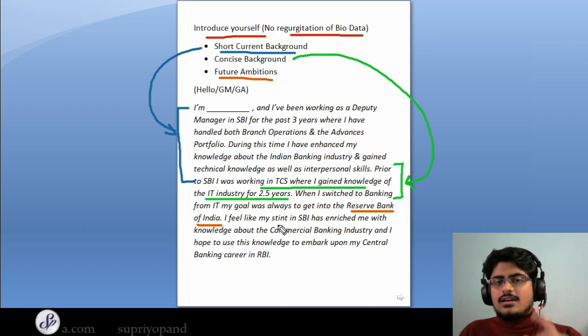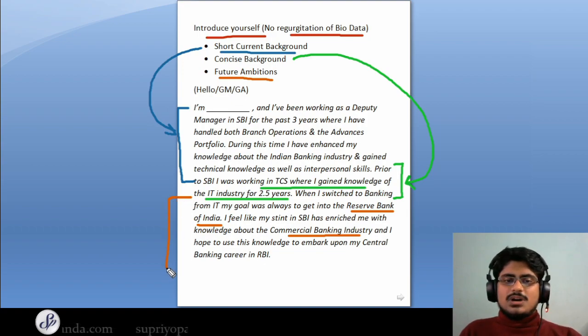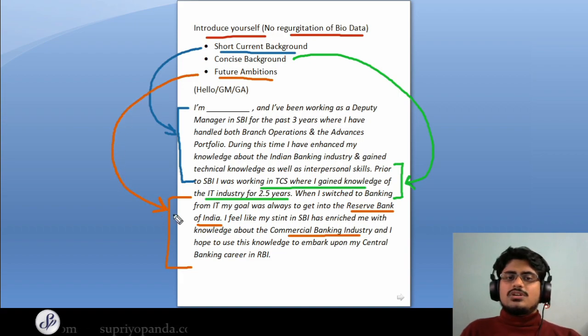I feel like my stint in SBI has enriched me with knowledge about the commercial banking industry, and I hope to use this knowledge to embark upon my central banking career in RBI. So as you can see, this part right here has everything about my future ambitions, about what I want to achieve once I get inside RBI.